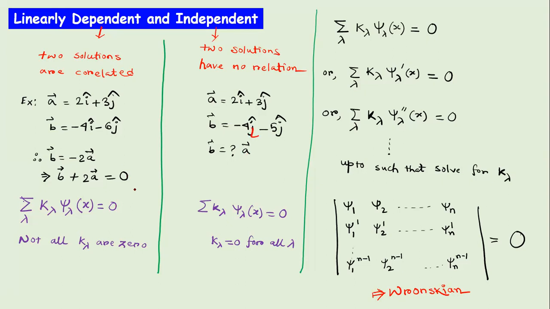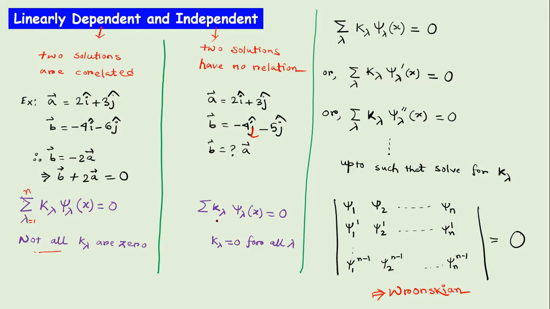That can be represented in the general form: the sum of k lambda psi lambda of x. This is the solution, where lambda runs from 1 to n, for n solutions with n coefficients. If you can write this total as 0 and not all k lambda are 0, then you can say this is linearly dependent.